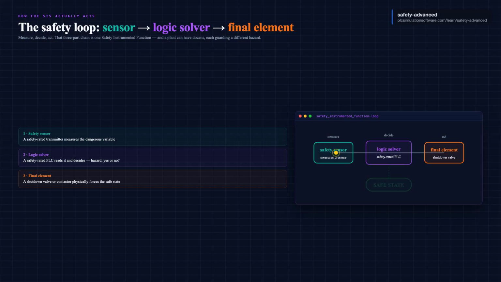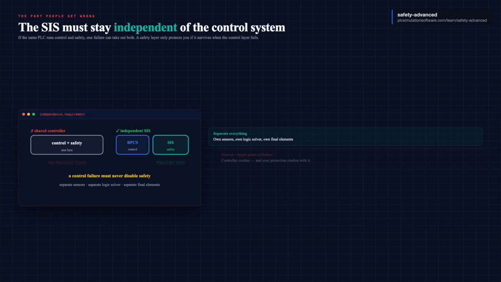Sensor, logic solver, final element. That chain, measure, decide, act, is one safety instrumented function. A plant can have dozens of them, each guarding a different hazard.